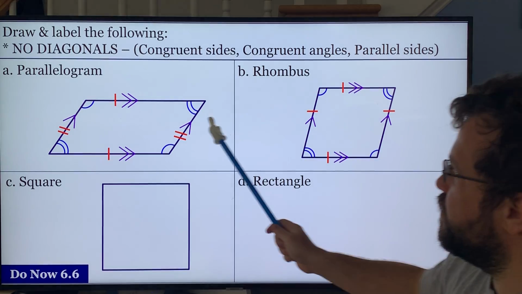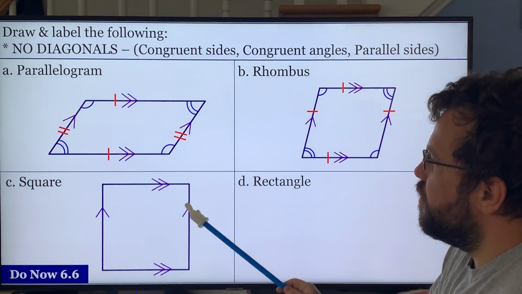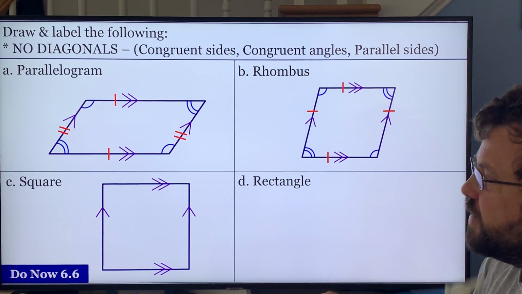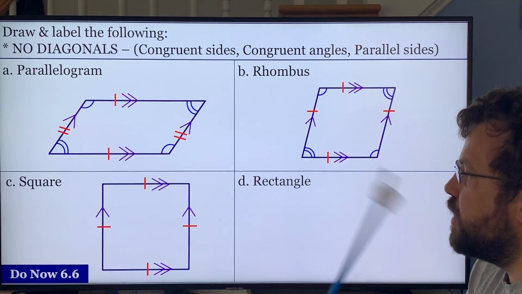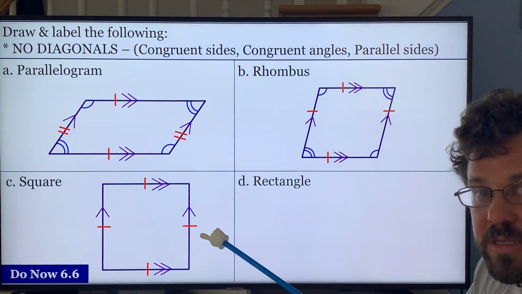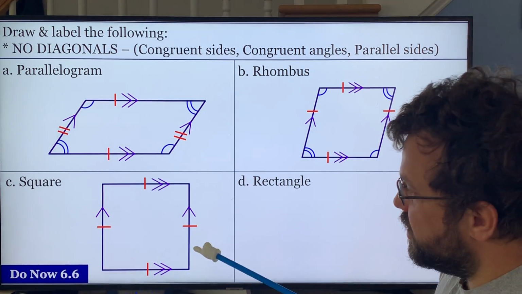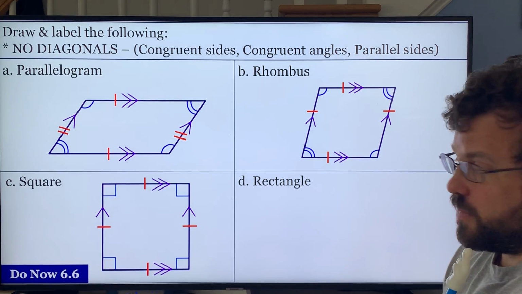Square, like this, right? Once again, all of these have the opposite sides parallel. A square, like a rhombus, has all the sides congruent. Unlike a rhombus though, they are all 90 degrees, they're all right angles.